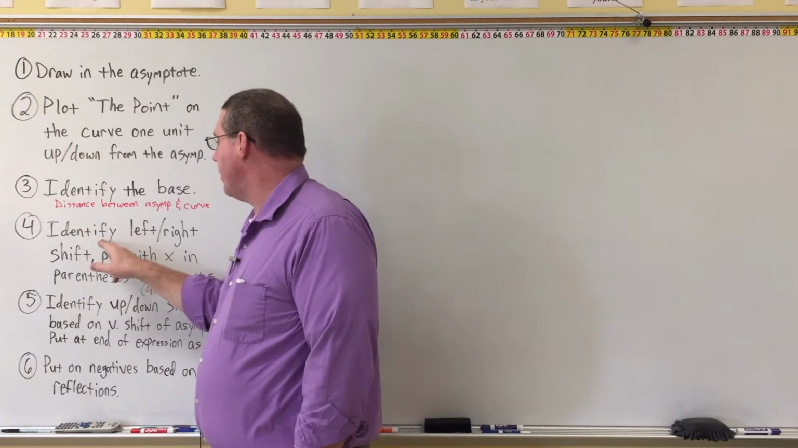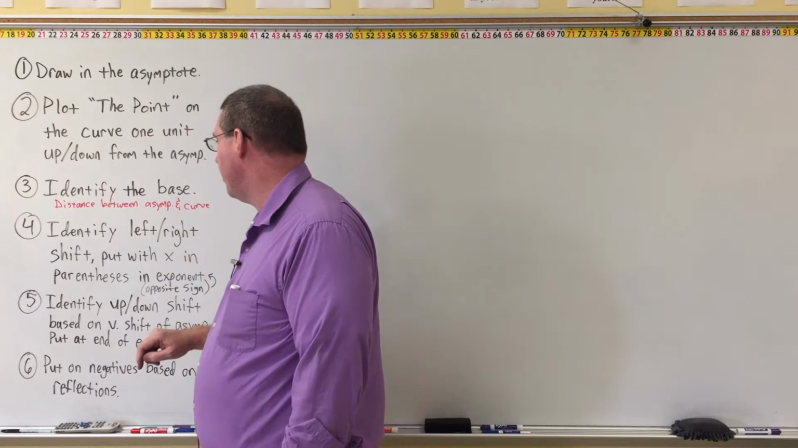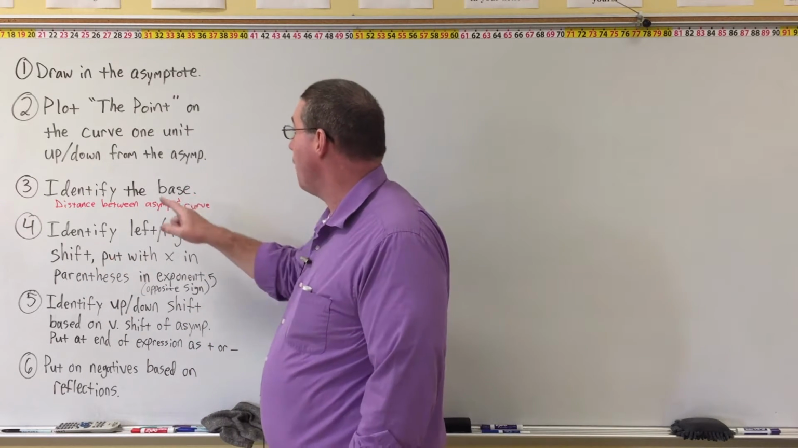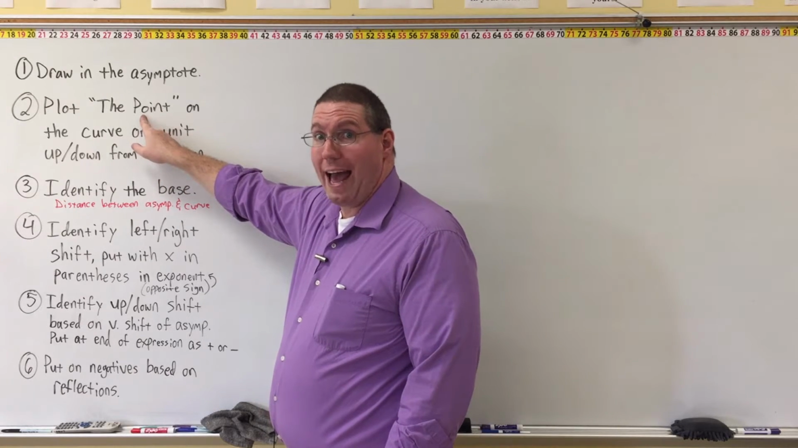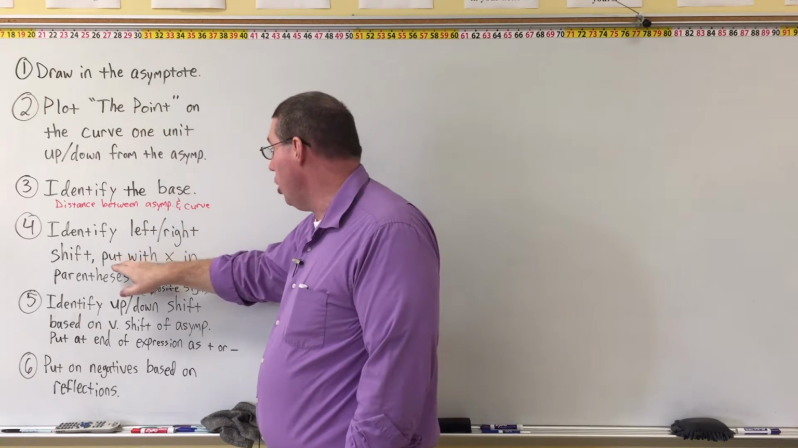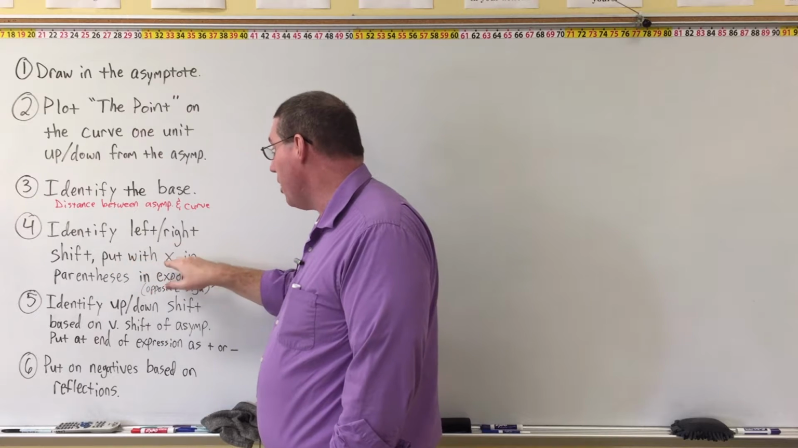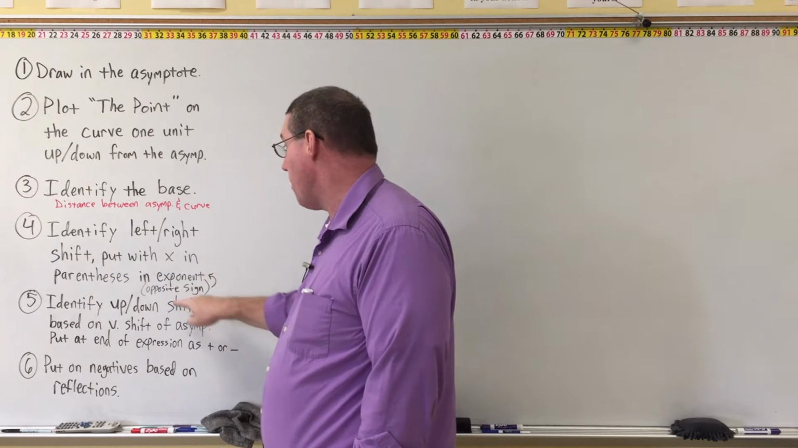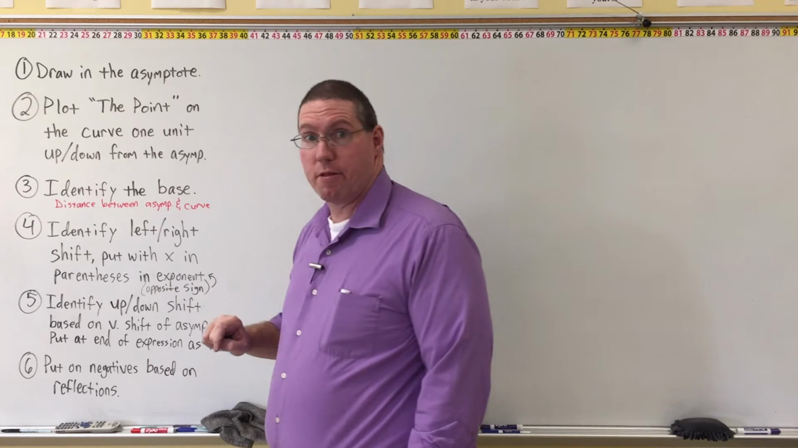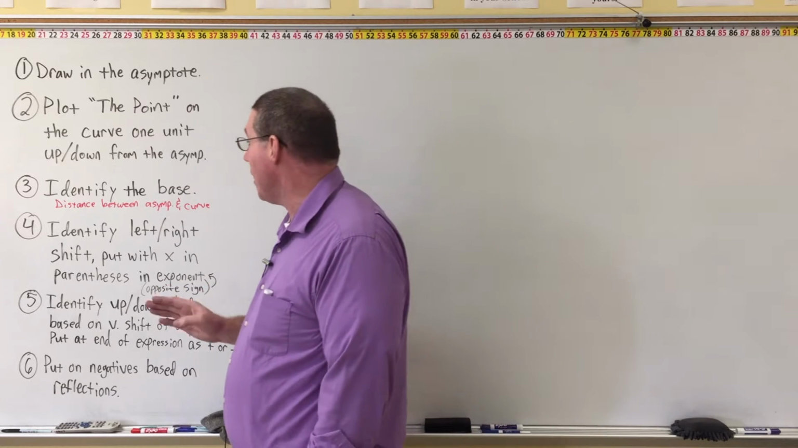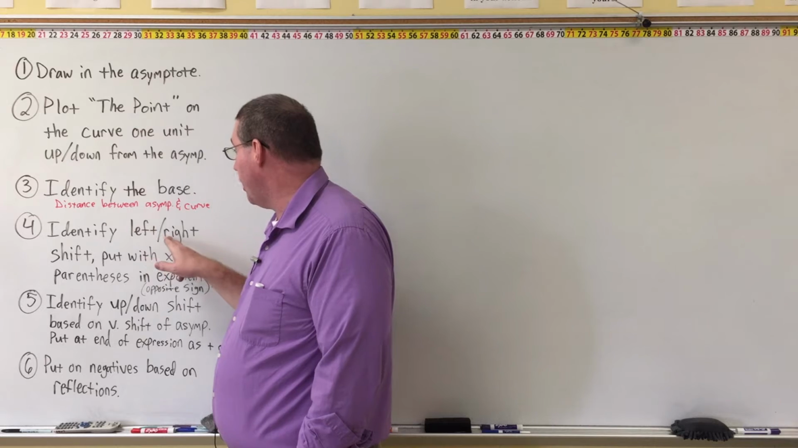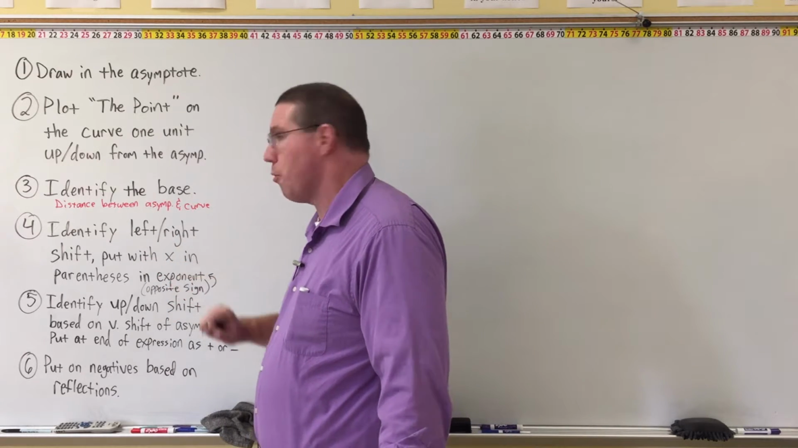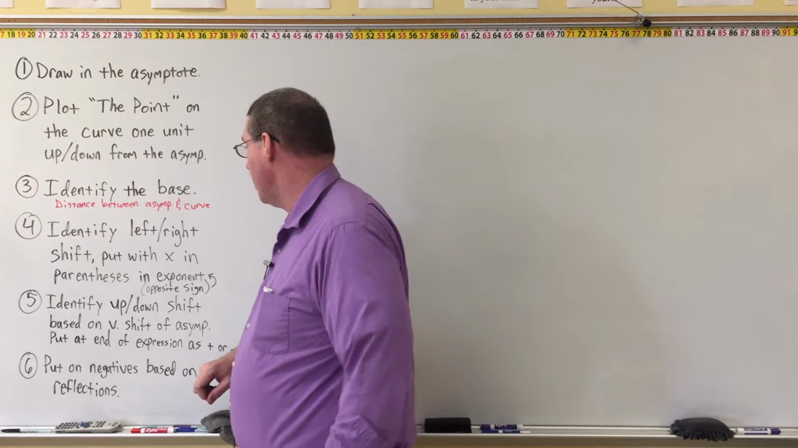Then what you're going to do is identify the left or the right shift, okay? And the way you're going to do that is based on how far the point is from the y-axis, right? And you're going to put that left or right shift with the x in parentheses in the exponent. And remember, this one is going to have an opposite sign, okay? So if it's a positive 7 shift to the right, you're going to put a minus 7 with the x in parentheses in the exponent, okay?